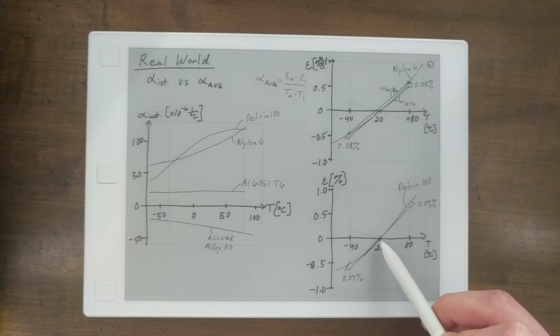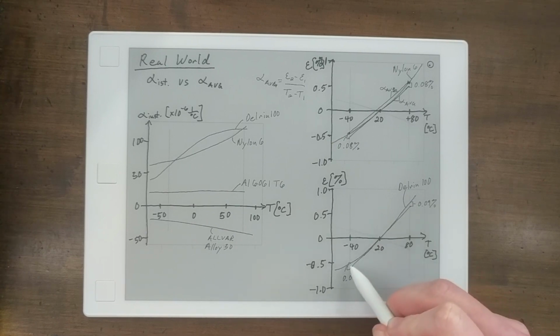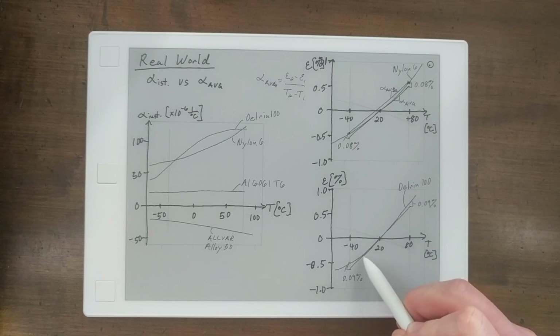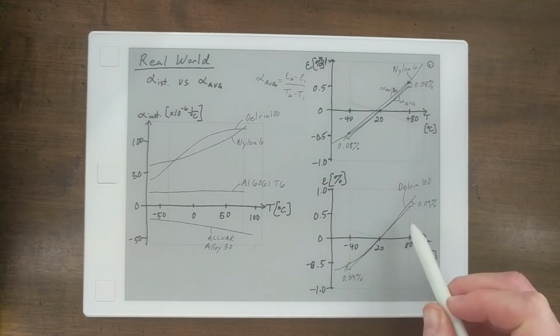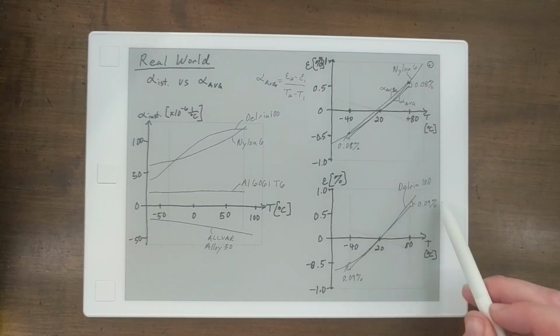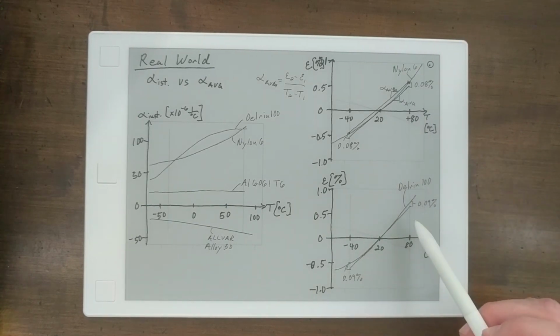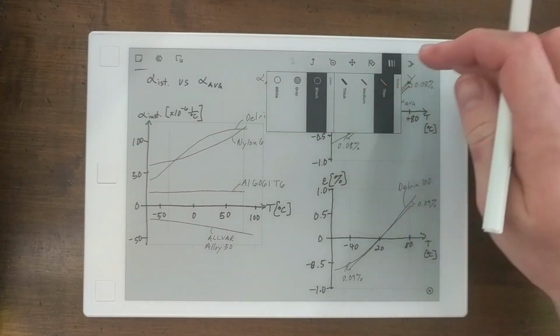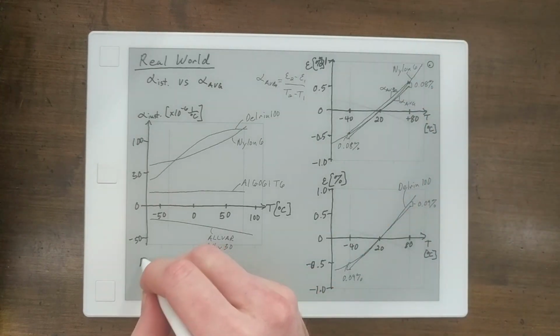Something interesting is that it has a tail down here, but it doesn't have one up here. So you have a very good correlation between the average and instantaneous CTE down to about negative 10 degrees Celsius, and then it starts to diverge very quickly. So this difference between what happens in the real world and what we calculated using the average CTE, we can look at from kind of an error perspective.